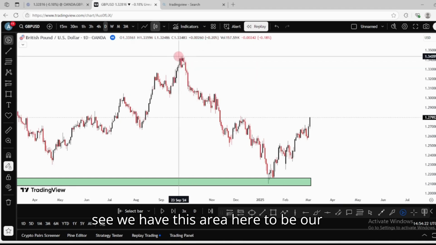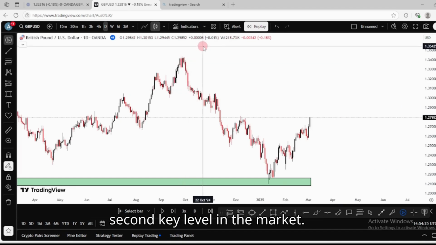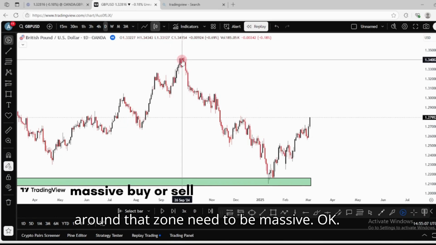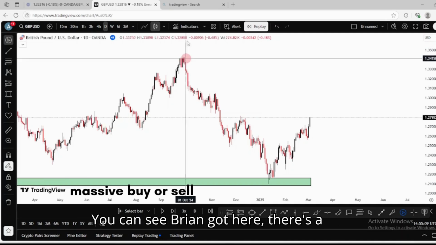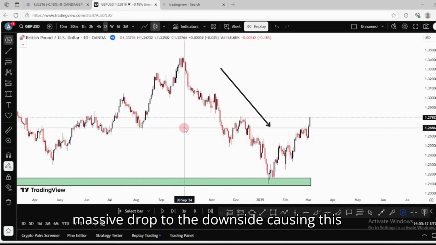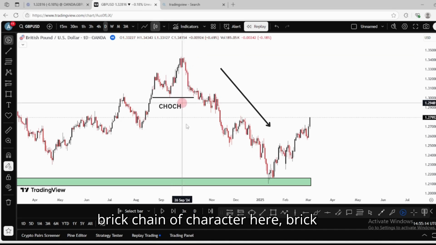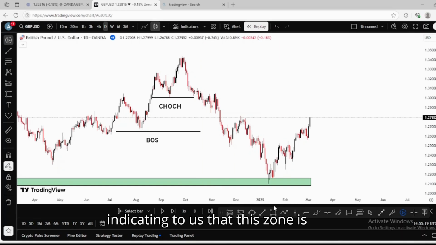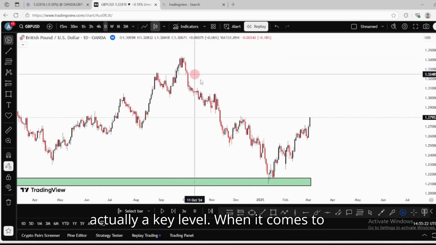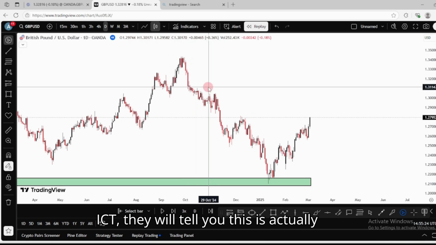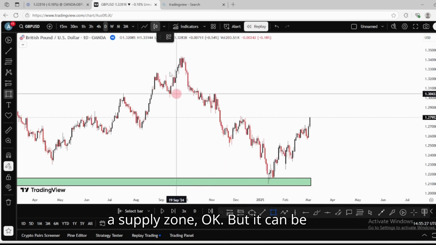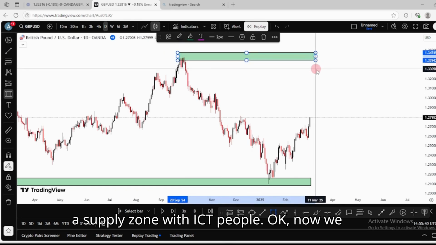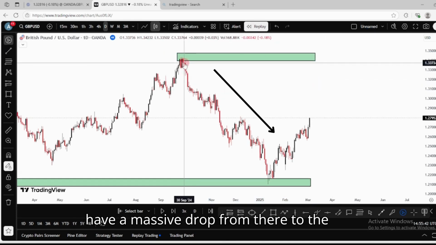You can see we have this area here to be our second key level in the market, and this will lead us to the number 2 option on our list. That is, the reaction of price around that zone needs to be massive. You can see price got here, there's a massive drop to the downside, causing this change of character here, break of structure around here. So this massive drop to the downside is indicating to us that this zone is actually a key level. When it comes to ICT, they will tell you this is a supply zone, but it can be a resistance zone with price action or a supply zone with ICT people. Now we have a massive drop from there to the downside.